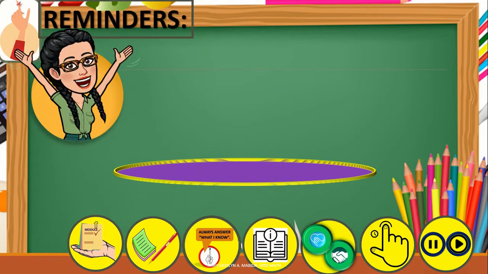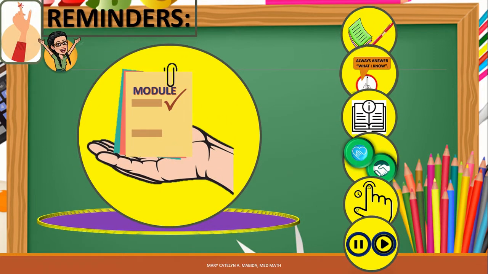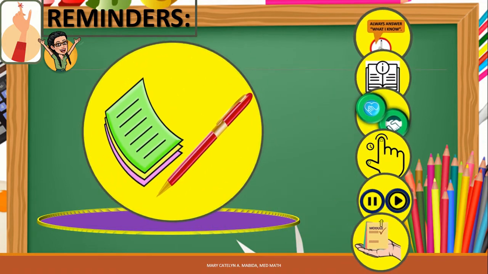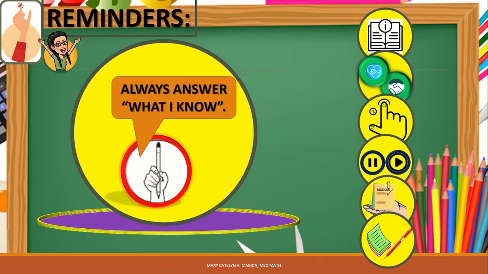The following are some simple reminders to make your learning as smooth and easy as possible. Use the module with care. Do not put unnecessary marks on any part of the module. Therefore, you need a separate sheet of paper and a pen in answering the exercises. Don't forget to answer "What I know" before moving on to the other activities included in this module. What I know is the pre-test in each module that checks what you already know about the lesson to take.